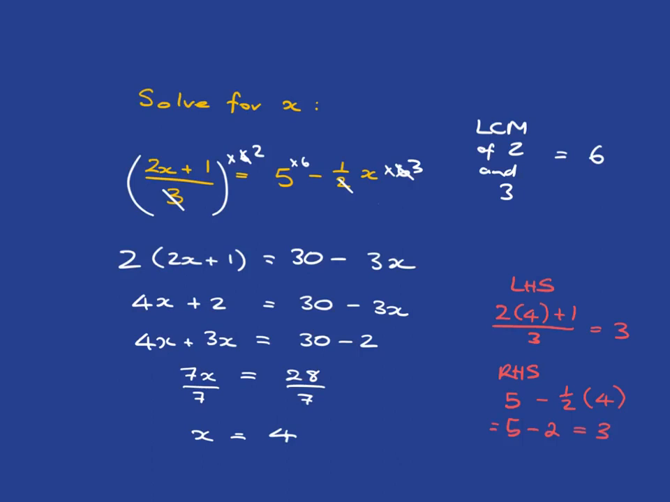And so we've got the left-hand side is 3, the right-hand side is 3, they're equal to each other, and so we know we have got the correct answer, because when we substitute 4 into this equation, the left-hand side does equal the right-hand side.